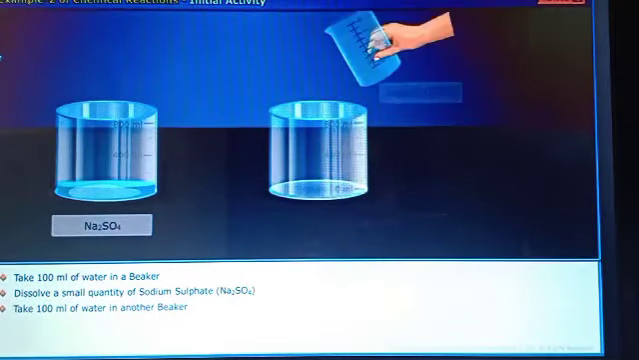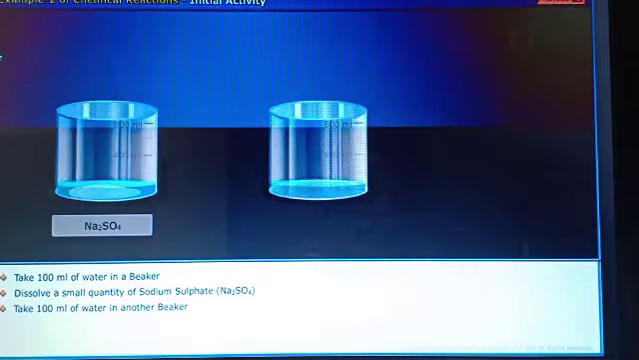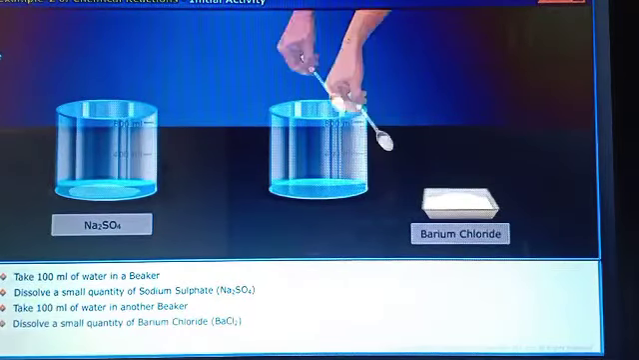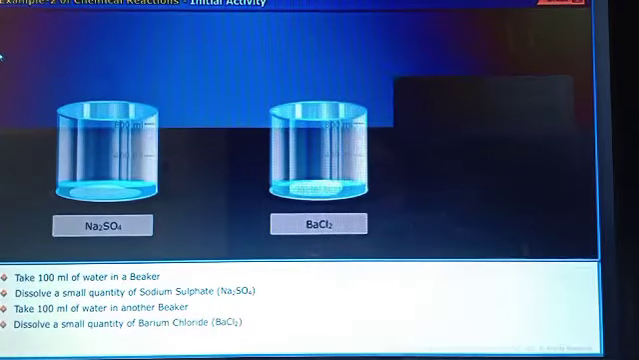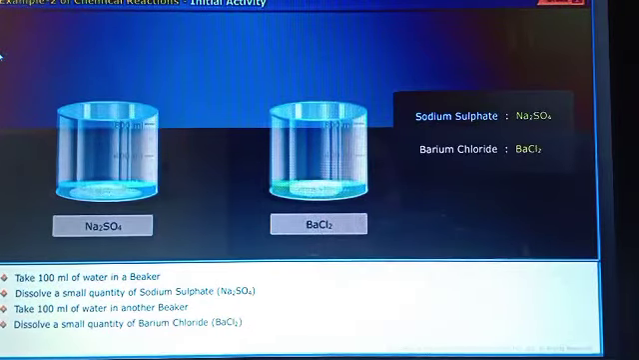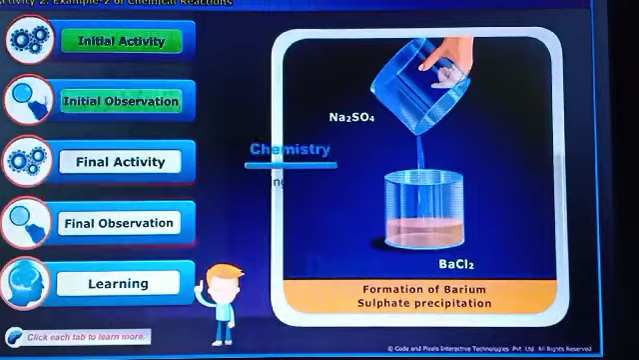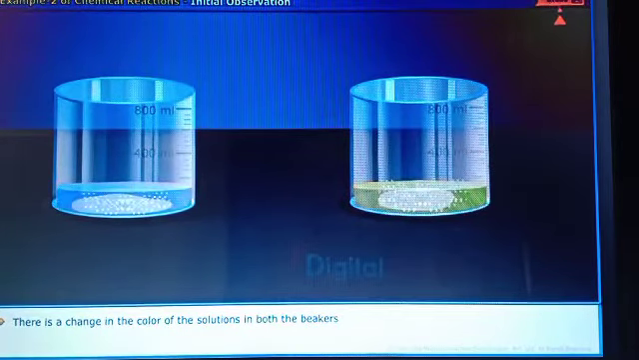Take another 100 ml beaker in which add some water. Dissolve a small quantity of barium chloride, BaCl2. Here the sodium sulfate formula is Na2SO4, whereas the barium chloride formula is BaCl2. Now let's see the observation. There is a change in the color of the solution in both beakers.